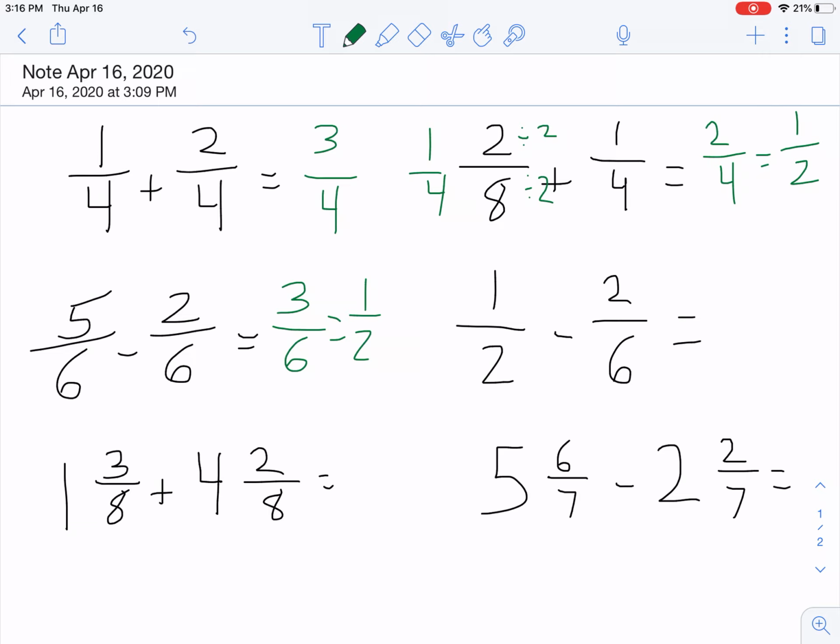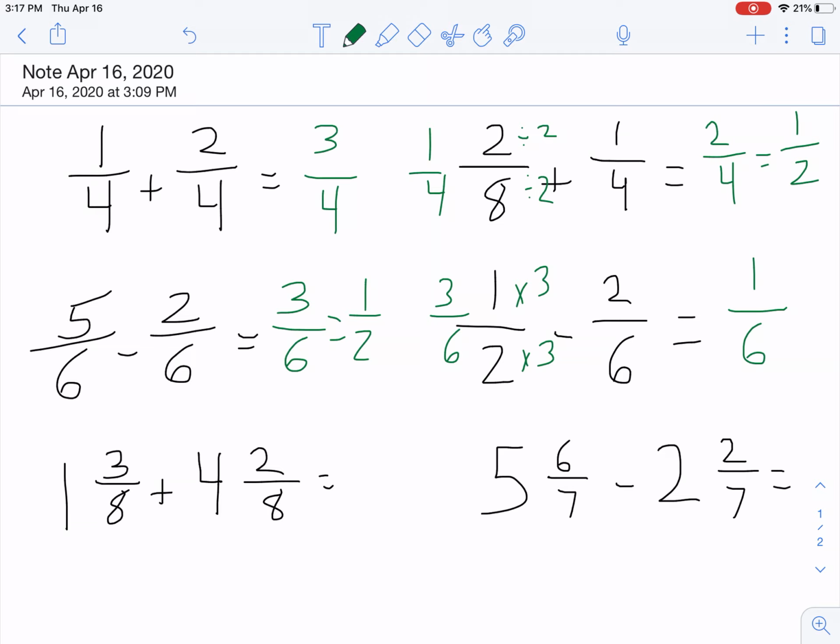The next one, second row. Now you have 1/2 minus 2/6. Again, we have some different denominators here, and in order to make this work, we have to come up with an equivalent fraction to make our denominators the same. If we multiply both of these by 3, we get 3/6. So an equivalent fraction for 1/2 is 3/6. So really all we're doing is subtracting 3/6 minus 2/6. 3/6 minus 2/6 equals 1/6.